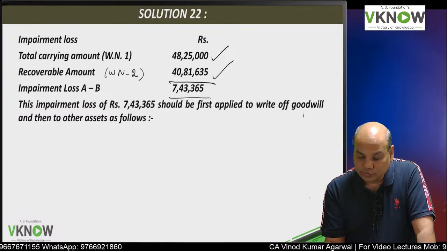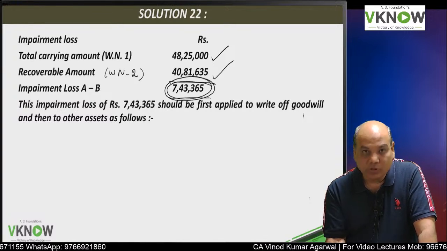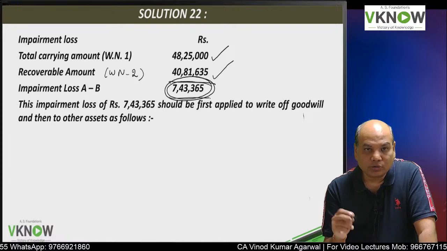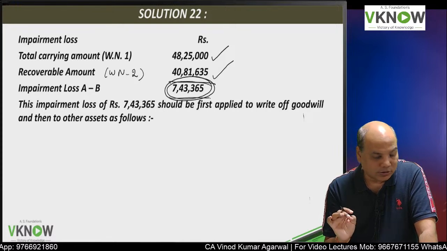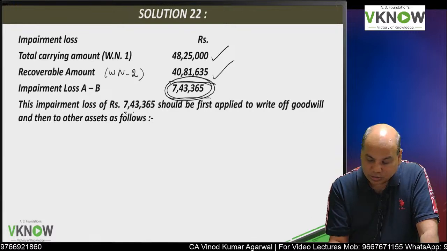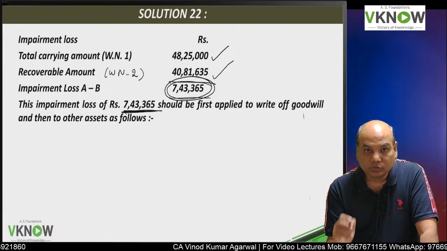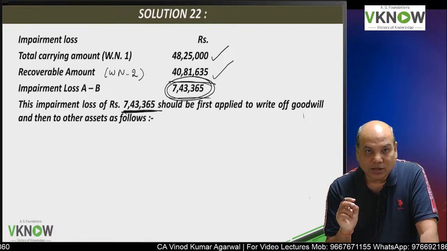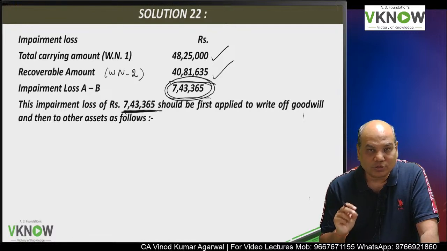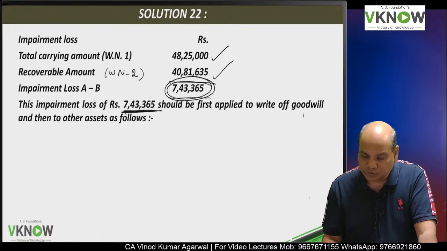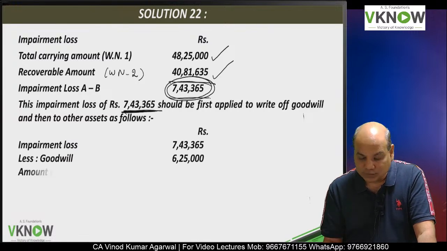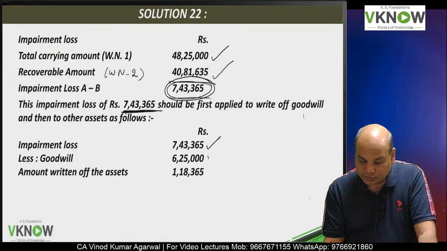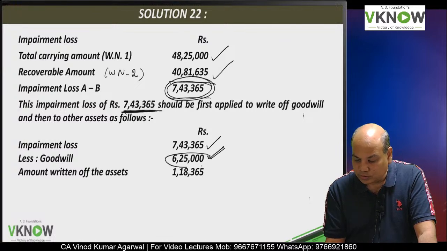The next issue is how this impairment loss will be allocated. As we have discussed, first it will be allocated towards goodwill and the balance amount will be allocated towards assets of the CGU. So out of 7,43,365, first allocate towards goodwill.